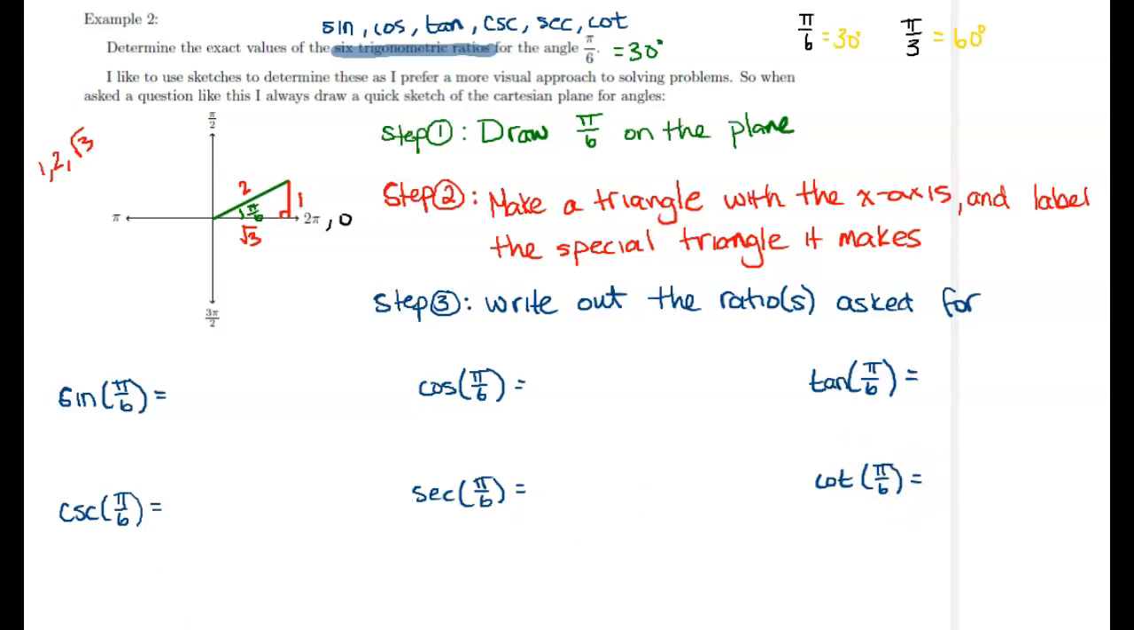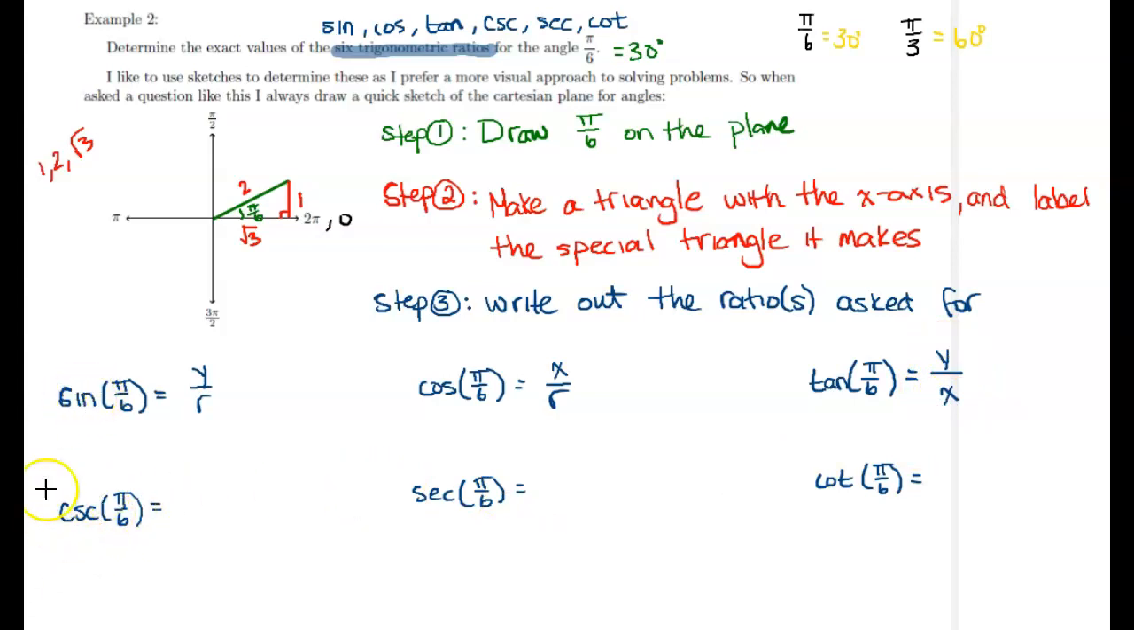Now, don't forget we've memorized what sine, cos, and tan are, right? Sine is going to be y over r. Cos is my x component, so it's going to be x over r. And tan is my slope. It's y over x. We have cosecant.